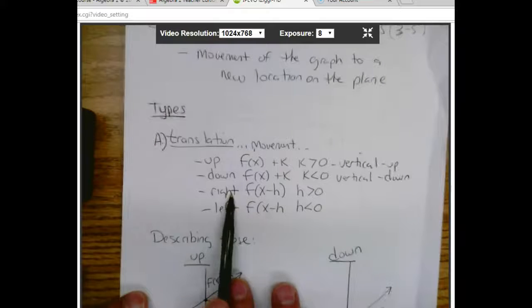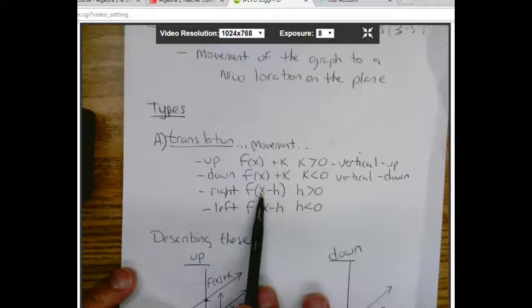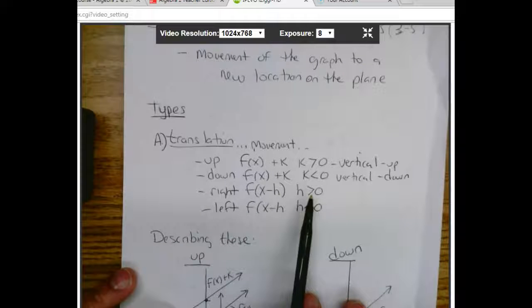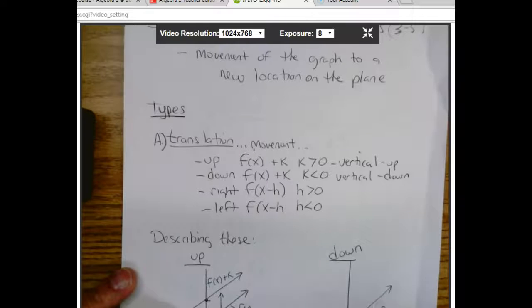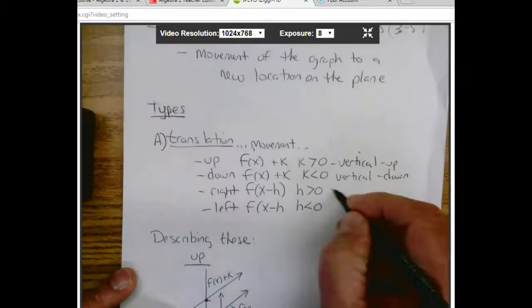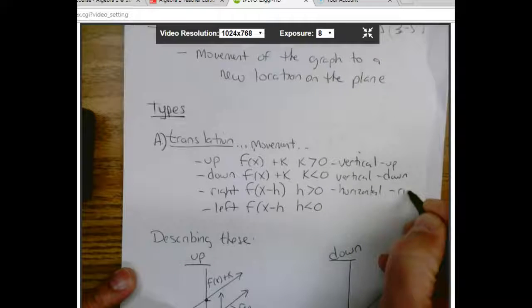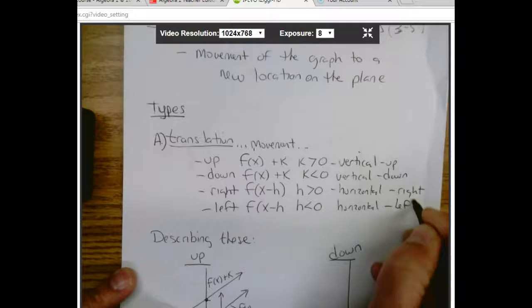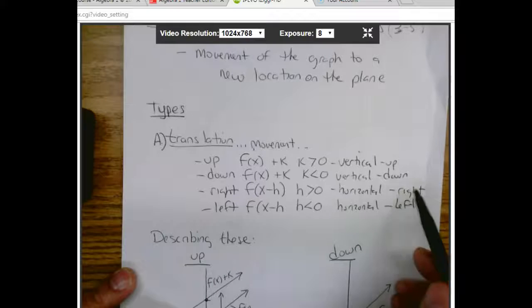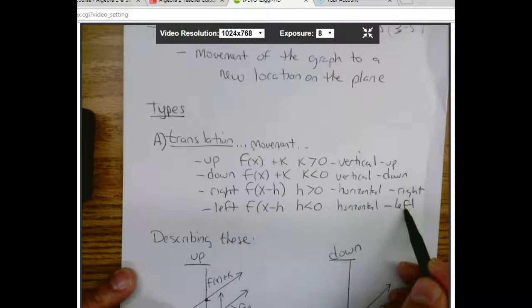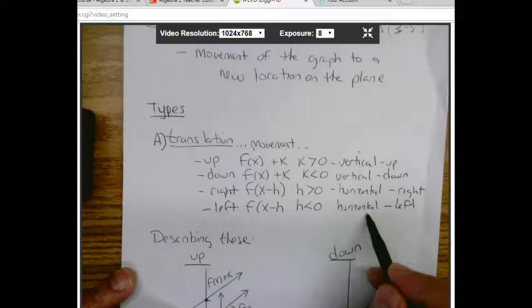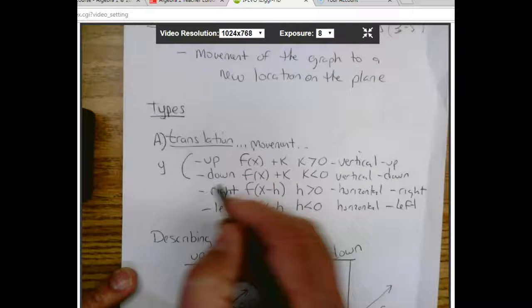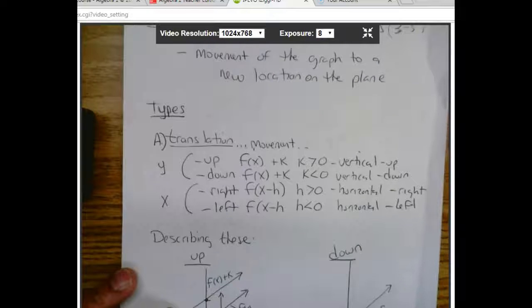Same slope, but a different location in the coordinate plane. And then right or left is where we have this function, whatever the function is, f of x minus h, and h is greater than 0. That's going to be to the right. Or we might have f of x minus h, and h is less than 0. So this would be horizontal to the right, and this would be horizontal to the left. So this right would be on the positive x-axis, this left would be on the negative x-axis. So when we're looking at these, this is the y-axis, and this is the x-axis. That's how we know which direction to move it.